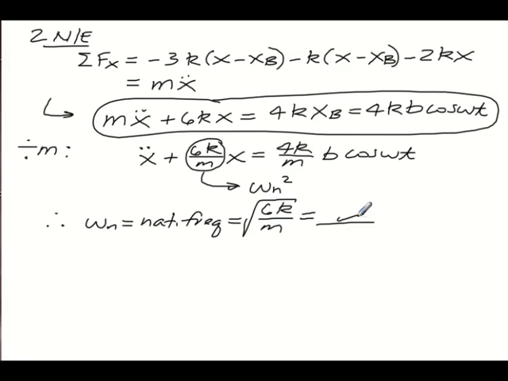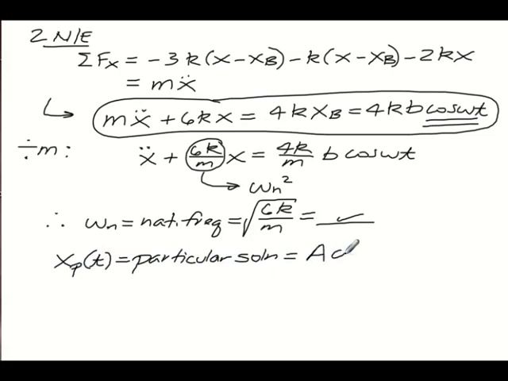The last part asks for us to come up with the particular solution. That is just the part due to the forcing. With the excitation being a cosine, what we can do is say the particular solution x_p is going to be equal to, let's say, A cosine omega t plus B sine omega t.